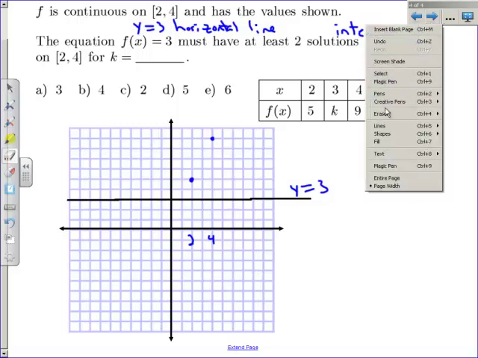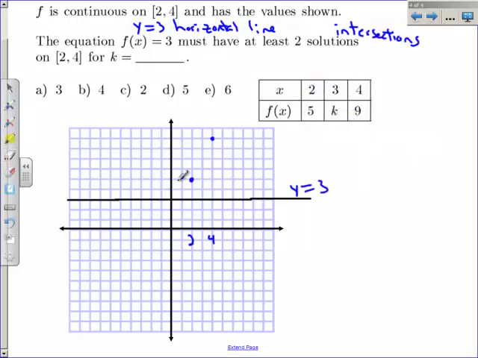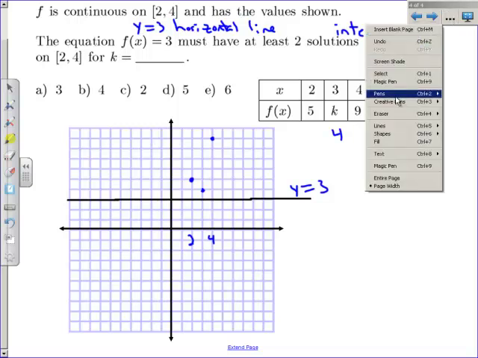Let's try another one. What about if k was 4? What about if this y value was 4? So over here at 3, up here to 4. As I'm connecting these dots, am I guaranteed to cross this line y equals 3 at least twice? The answer to that is obviously not. I could just come down like here and connect these 3 dots without ever touching that line y equals 3. So that doesn't work either.